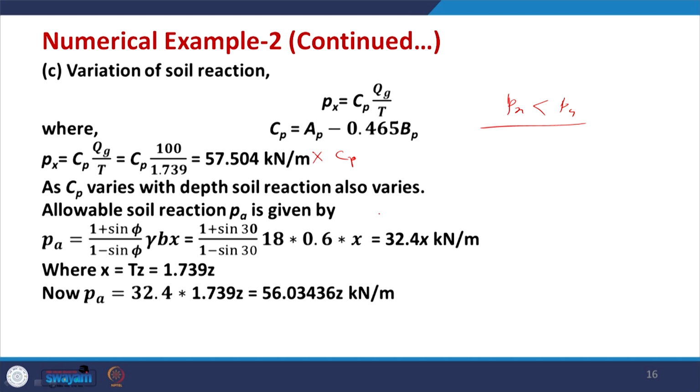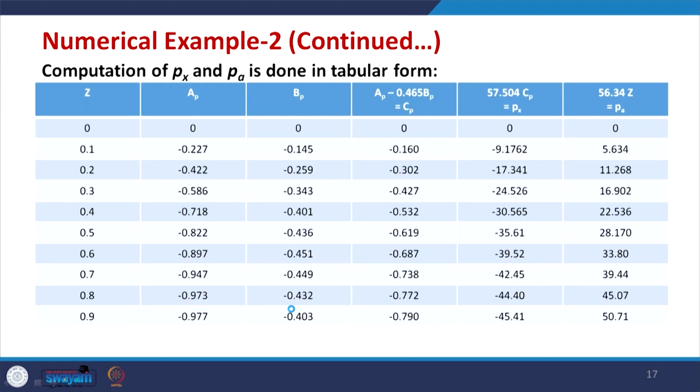Allowable soil reaction Pa is given by this relation, where, when you put in all the numbers for phi, gamma, b and x, only x is variable. So, Pa varies due to x, and Px varies due to Cp, where x is nothing but Tz. So ultimately Pa, if you put it in terms of x as Tz, is a function of z. Now, how Px and Pa vary with z is shown in this table.